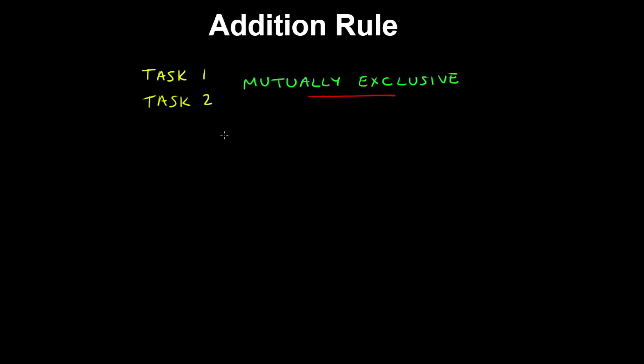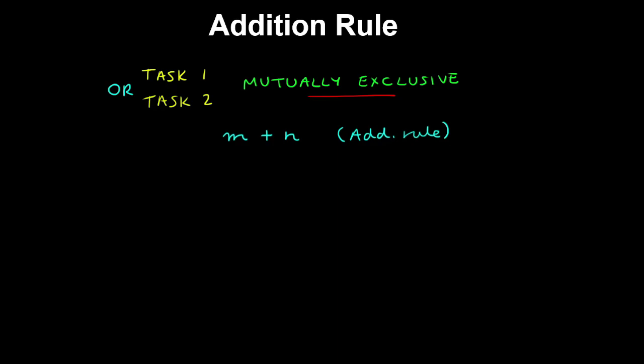Then if we denote the number of ways that task 1 can be performed as m, and the number of ways that task 2 can be performed as n, then we say the number of ways of performing task 1 or task 2 is m plus n. And this here is the addition rule.